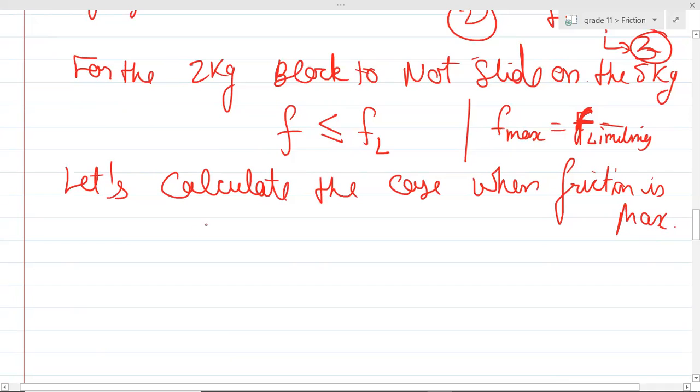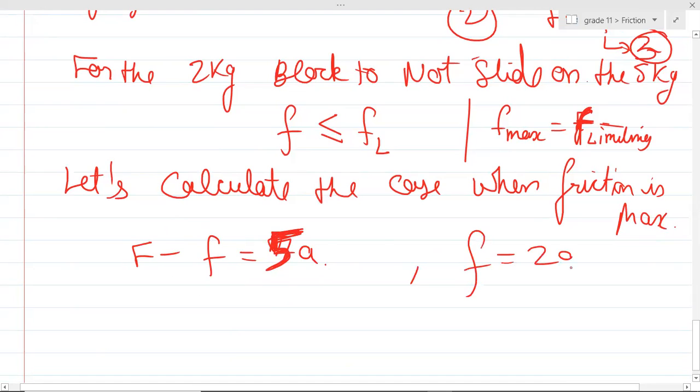So now I can just write this thing. F minus small f is basically equal to 7a. Yes or no? First this is the case: F minus f is equal to 5a and f is equal to 2a. But these are the two equations.